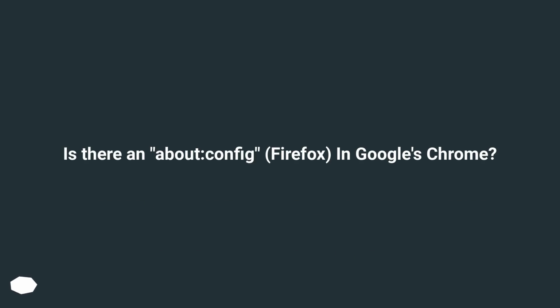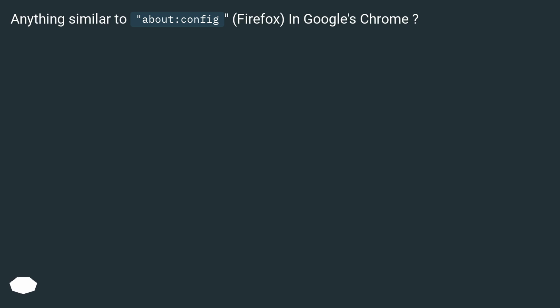Is there an about:config, like Firefox, in Google's Chrome? Anything similar to about:config, Firefox, in Google's Chrome?